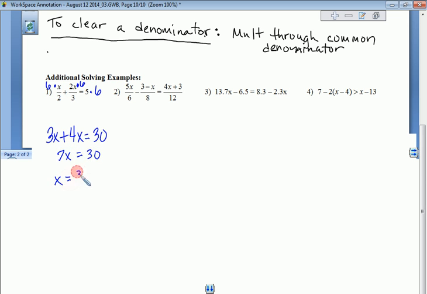So x equals 30/7. Now, when you're left with an answer that's an improper fraction, as long as it's simplified, and it's not really a word problem where we'd have to decide if we need to round up or round down, just leave it as a simplified improper fraction. 30/7. That is exact.